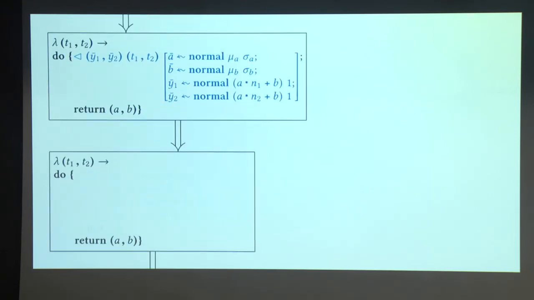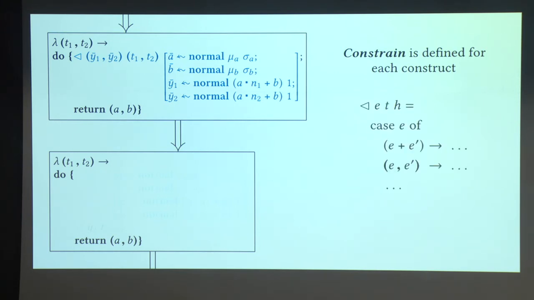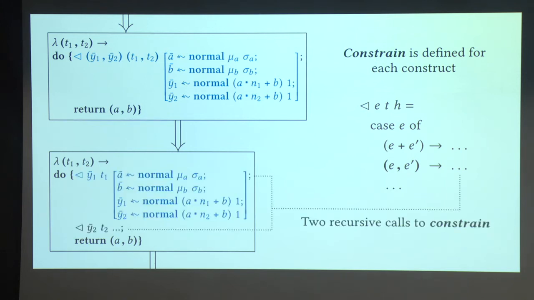Well, we define constrain for every program language construct. And for details, I actually encourage you to look at the paper about how constraint is defined. But more specifically, constraining a pair of measurements leads to two recursive calls to constrain: one to constrain y1 to be t1, and the other to constrain y2 to be t2. Maybe this recursive definition for this audience is not that surprising, which is a good thing if it's not.